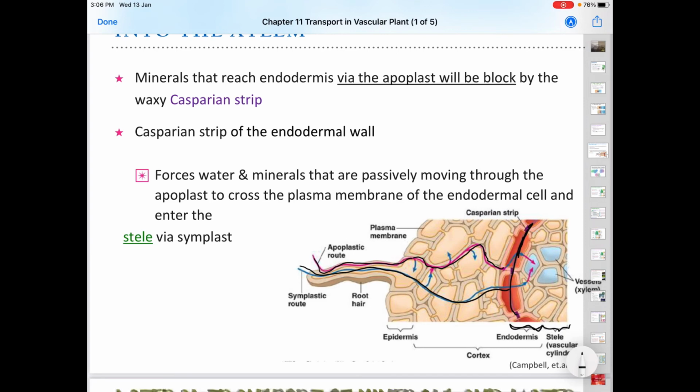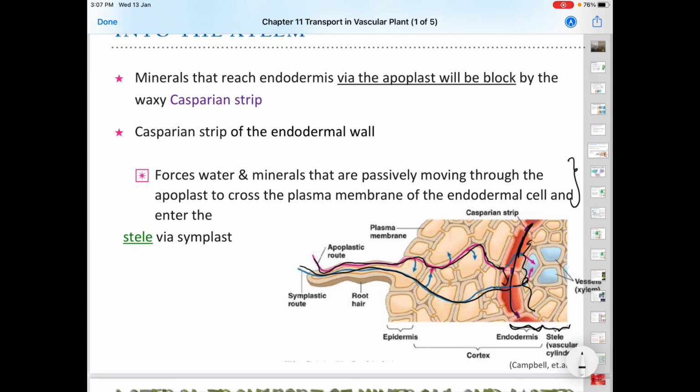So what the plant does is, anything that previously used the apoplastic route will transfer to the symplastic route. They will exchange their channel. They go inside the endodermis via the symplastic route. So all the material can be transferred into the endodermis layer. That is the meaning of this statement.